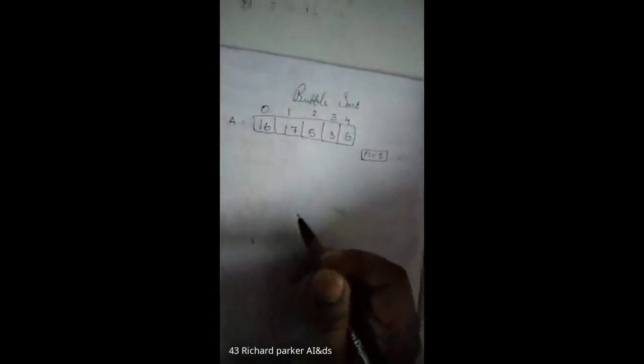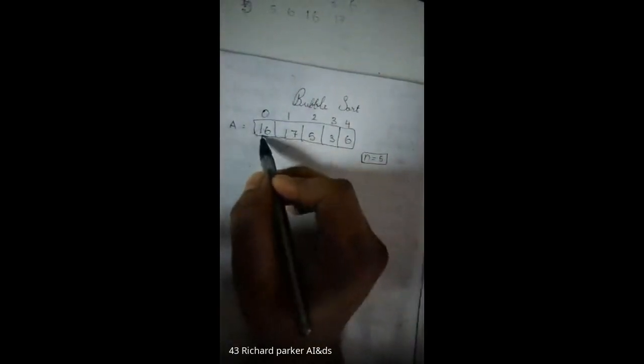Bubble sort starts with the first element and compares it with the next element. If it is a greater element, no swapping is done. If it is a smaller element, swapping is done. Let's compare 16 and 17. 17 is greater, so it will move to the next element.